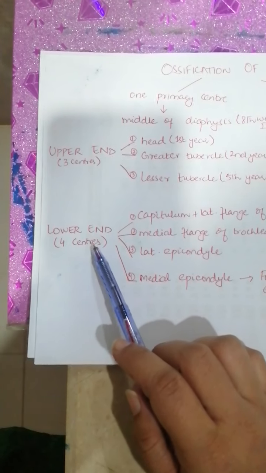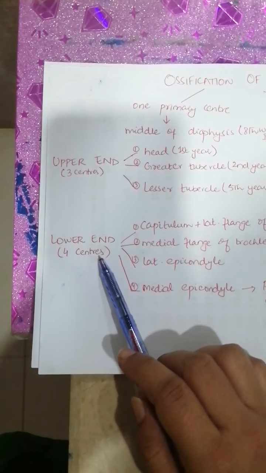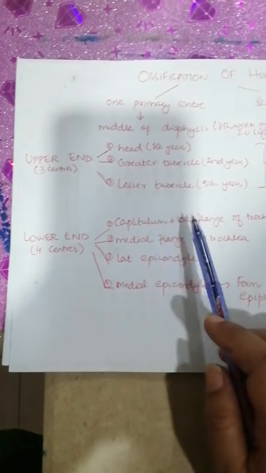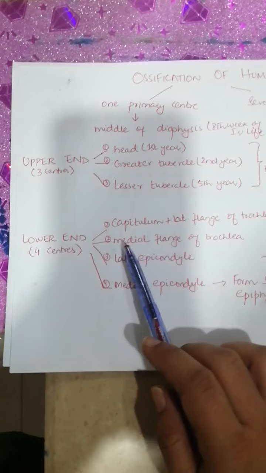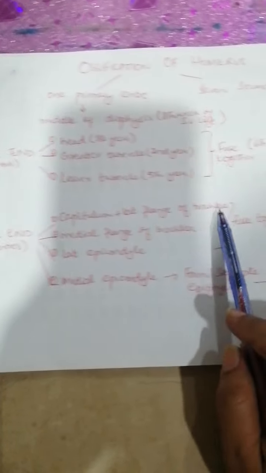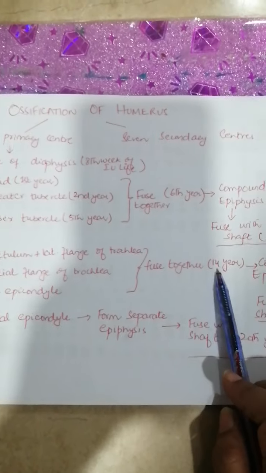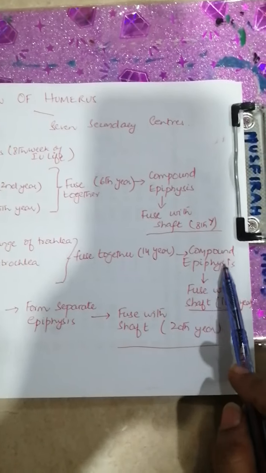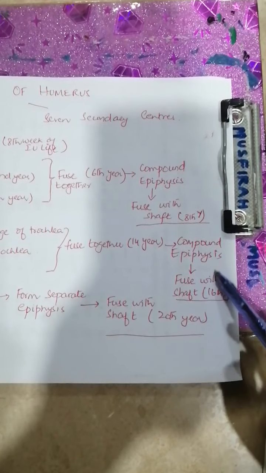The lower end has 4 secondary centers: one for the capitulum and lateral flange of the trochlea, second for the medial flange of the trochlea, and third for the lateral epicondyle. They all fuse together in 14 years of life. Okay, and then a compound epiphysis is formed, which fuses with the shaft at 16 years of life.